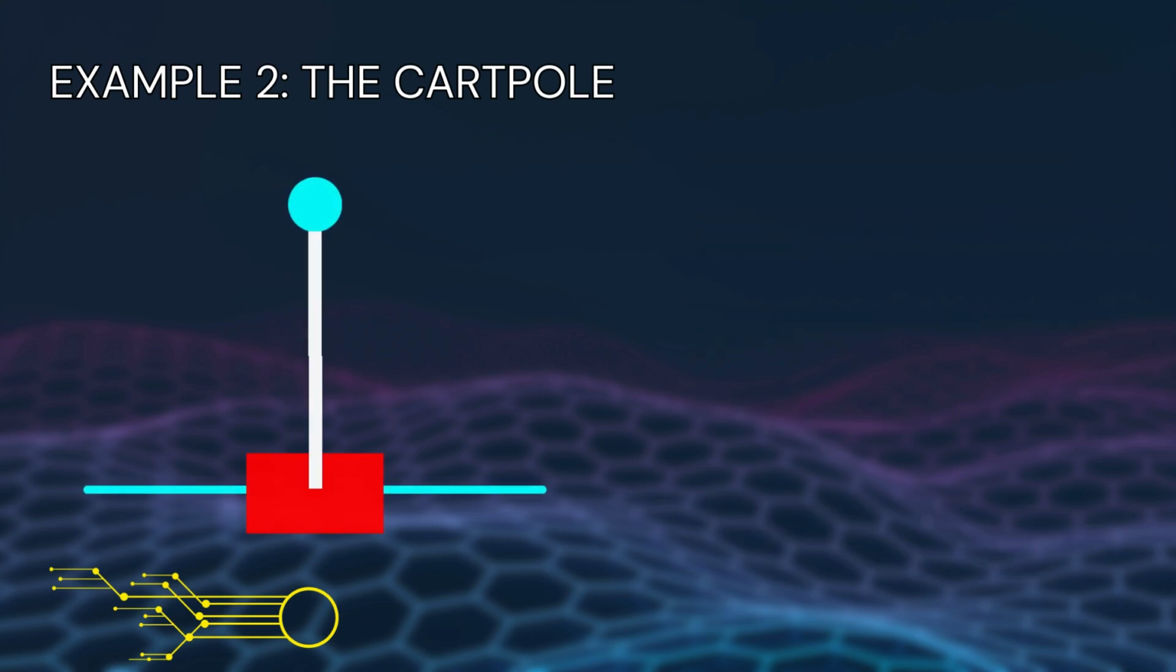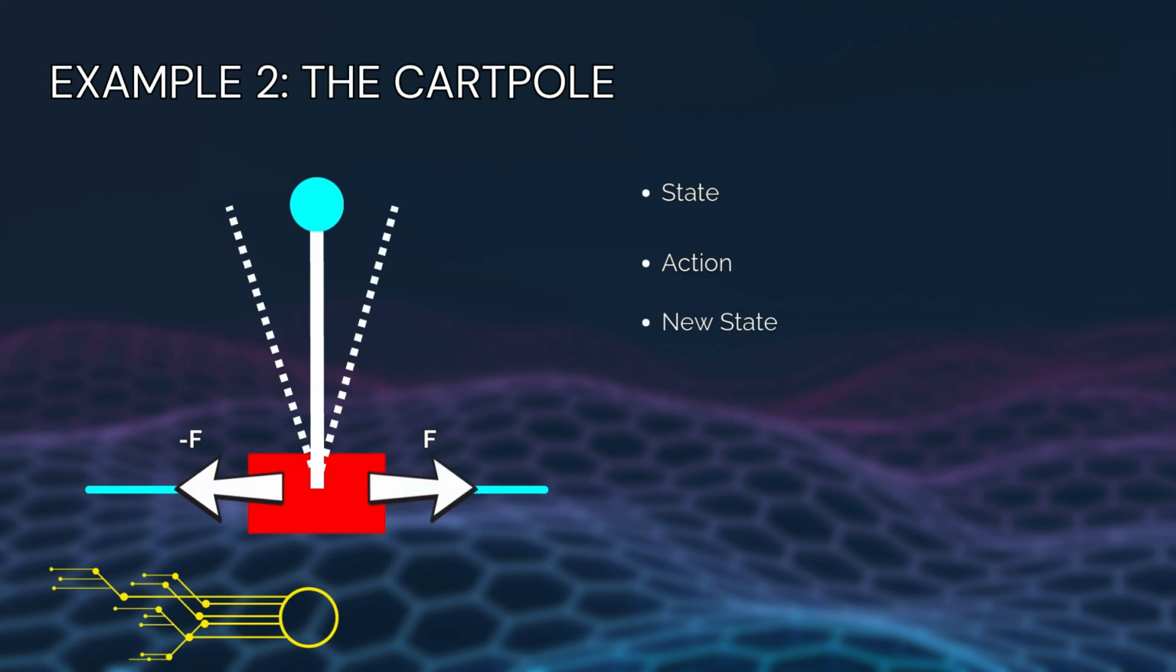The learning process is similar to the maze example. The agent observes the current state of the pole. It chooses an action: move left or right. This action changes the state of the system. The agent receives a reward. If the pole remains balanced, it keeps earning points. If it falls, the reward decreases.